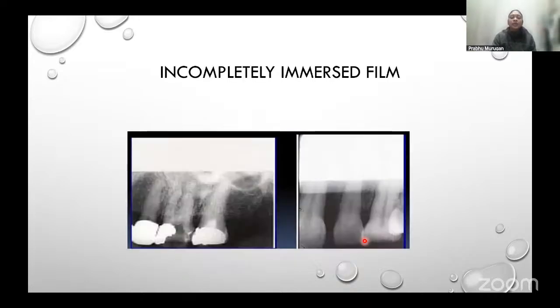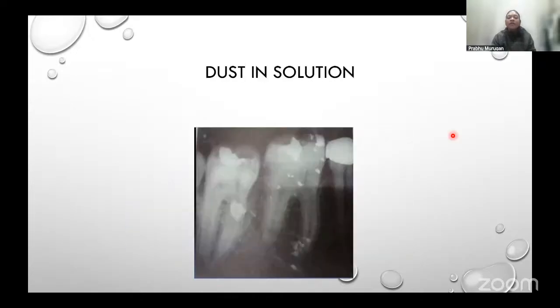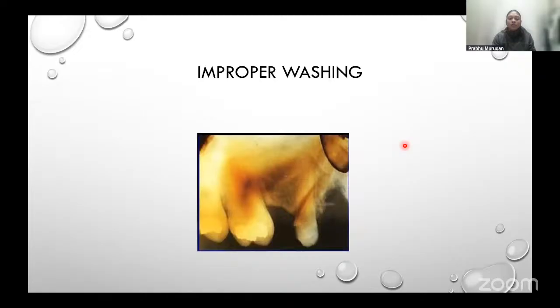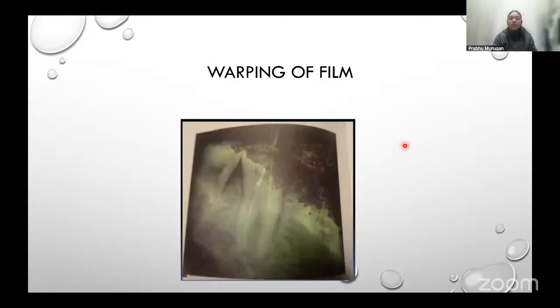Incompletely immersed film: the region exposed to the solution alone will be developed, and the other part will remain white in color. Whenever there are dust particles or contaminants in the solution, they can cast an impression on the X-ray film. Usage of expired films, improper washing, warping of the film.